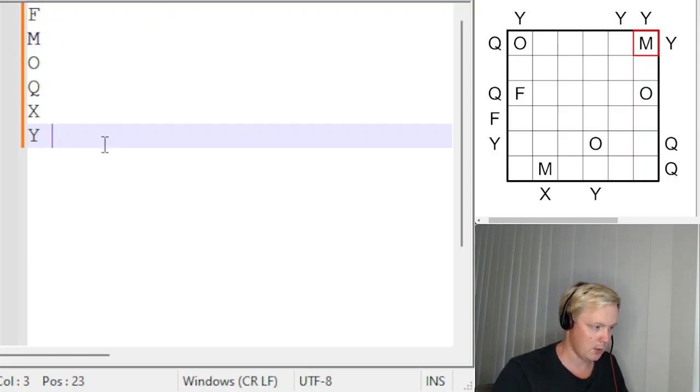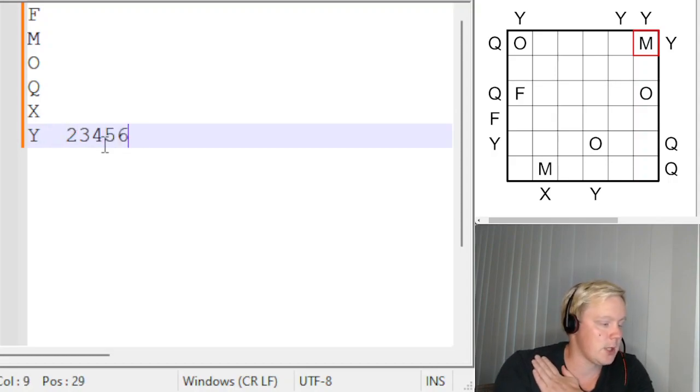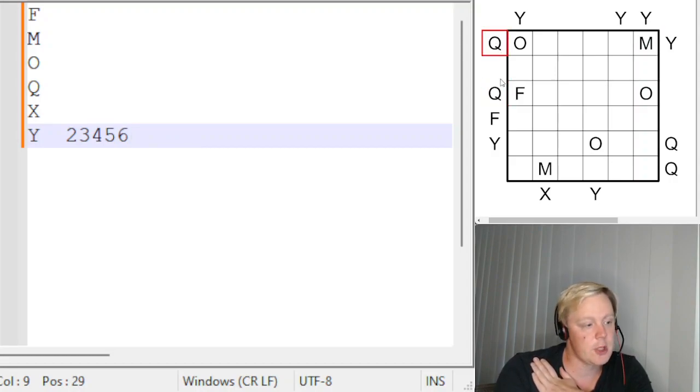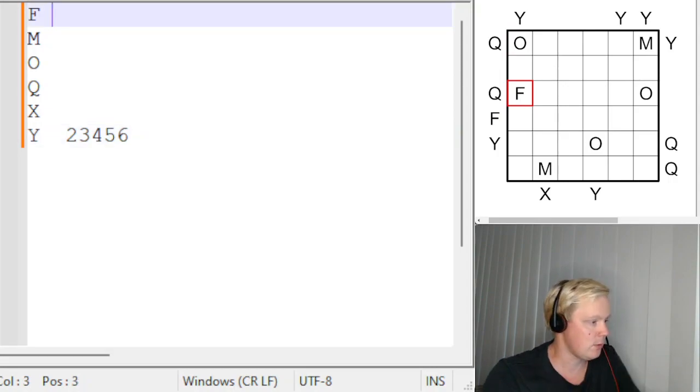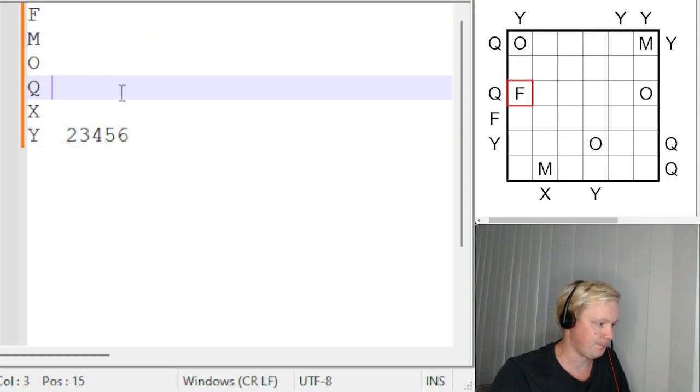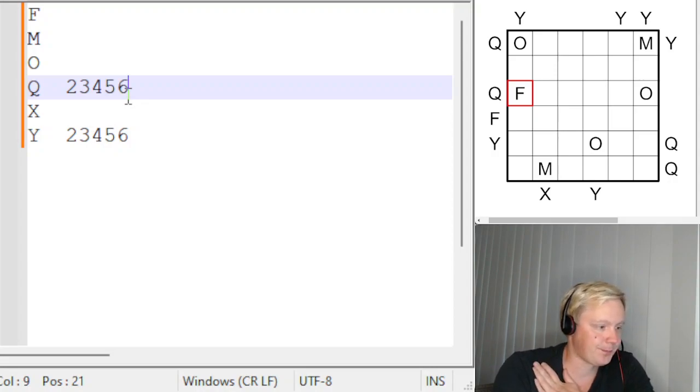So I'm going to mark 2, 3, 4, 5, 6 for y. Similar logic for this q here. If q is 1, O is 6, and q is 1, f is 6. So these are both 6. That's impossible, so q can't be 1. 2, 3, 4, 5, 6.